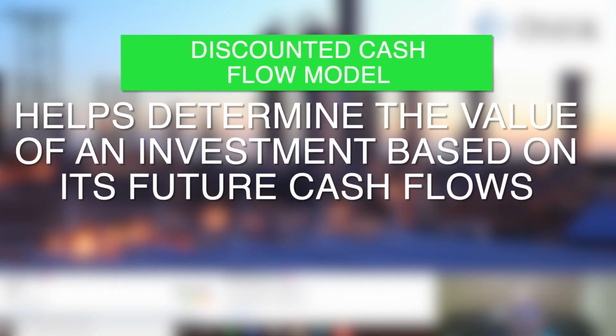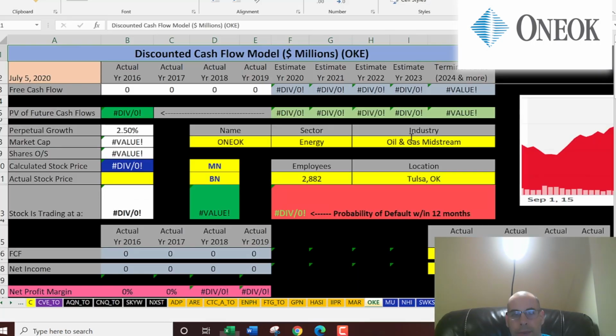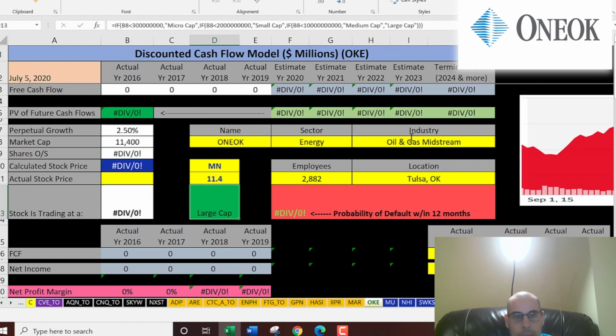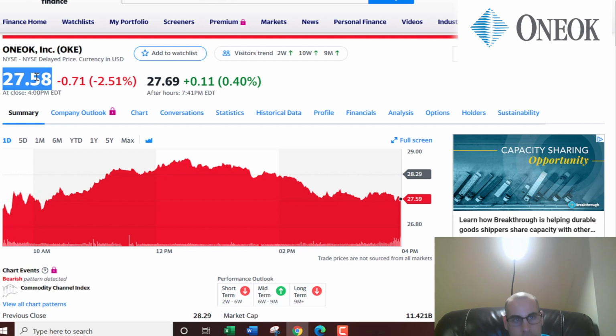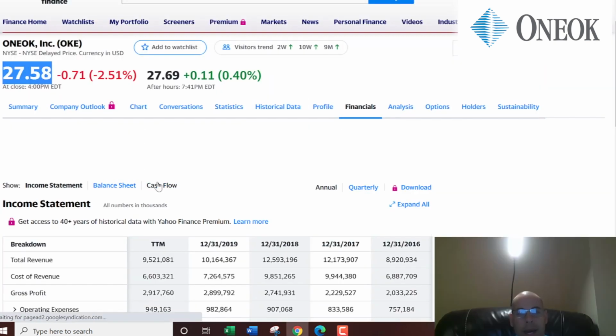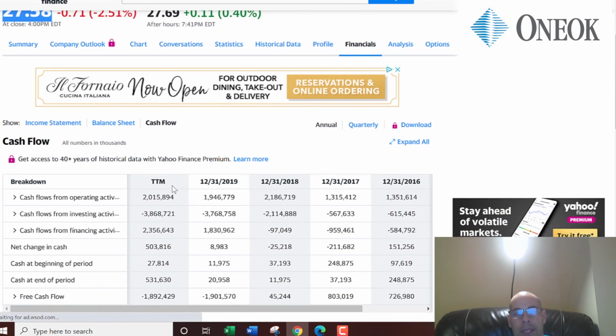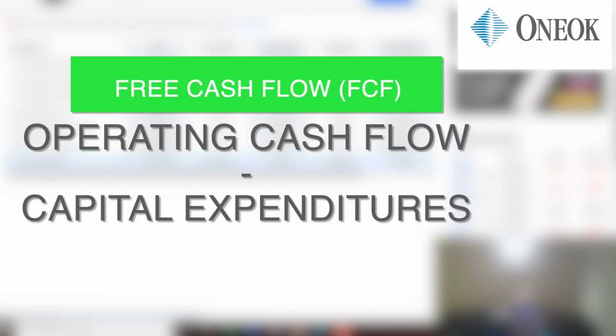The company has a market cap of $11.4 billion. That's the value of the company according to the stock market. And now we need the stock price, and that's $27.58. Next, we need the free cash flows, and this is the cash that's remaining after running your business.